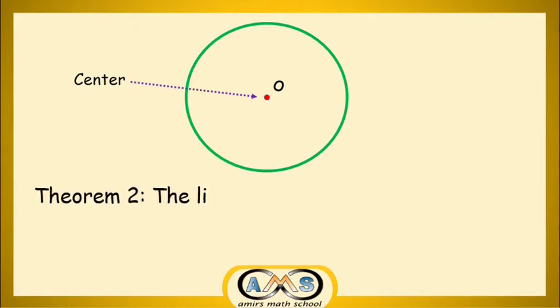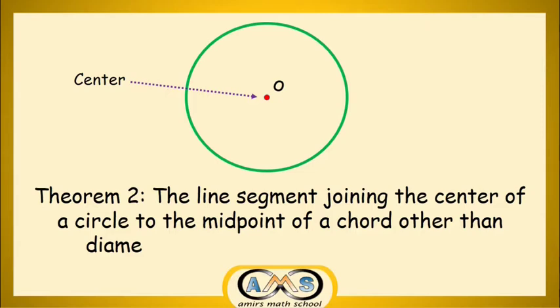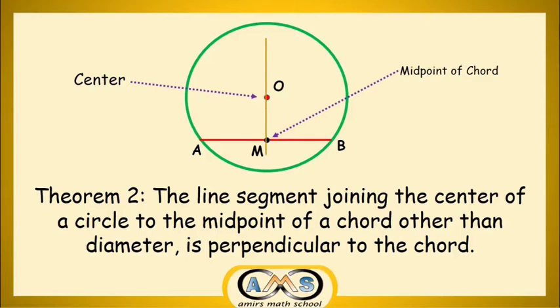Theorem number 2, the line segment joining the center of a circle to the midpoint of a chord other than diameter is perpendicular to the chord. Here, O is the center of the circle. This AB is a chord other than diameter for this circle. Black dot is the midpoint of this chord AB. And according to this theorem, the line joining this midpoint and the center of this circle is perpendicular to this chord AB. That is, OM is perpendicular to AB.